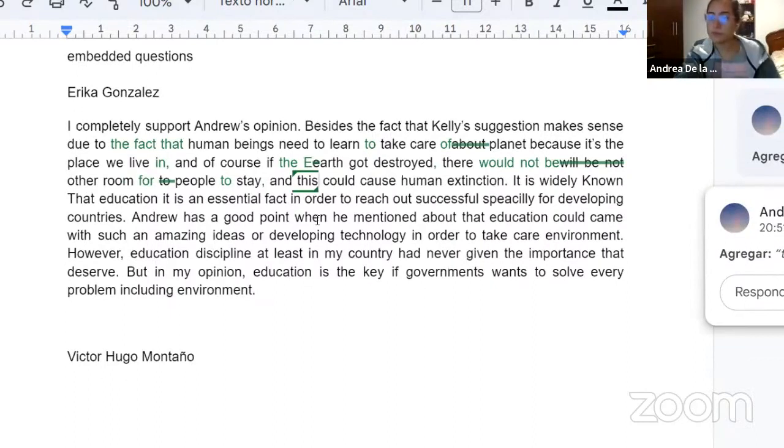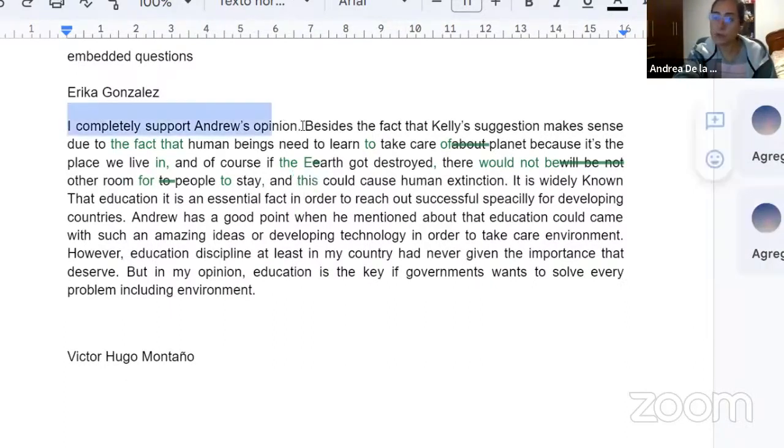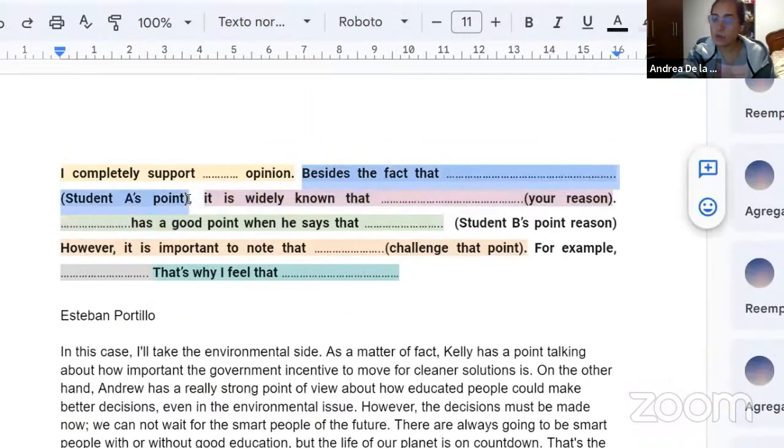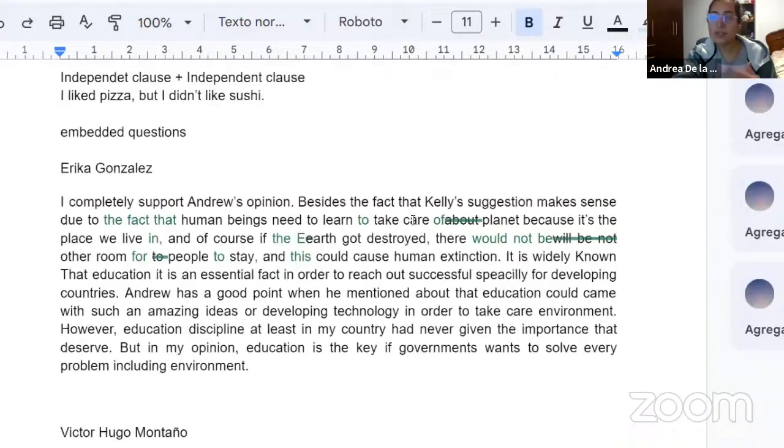Okay, let's stop there for a second. So great introduction, Erica. You clearly say what your point is. You can support Andrew's opinion, so you are in favor of prioritizing education over the environment. Now, I don't know if you used the template correctly, because remember that initially when you say "besides the fact that," what you have to do is summarize student A's opinion. And student A is the one that you actually agree with. In this case, it would be Andrew, right? Here you summarize Kelly's point, and you said that Kelly's suggestion makes sense. And that can be a little bit confusing because I don't know what you actually think, because you said that you support Andrew's opinion, but then you proceeded to say that Kelly's suggestion makes sense, right?